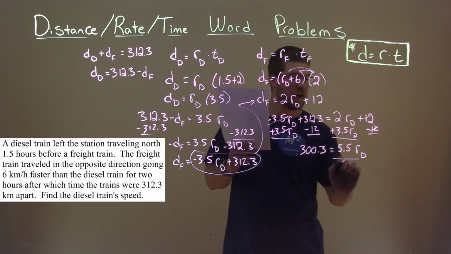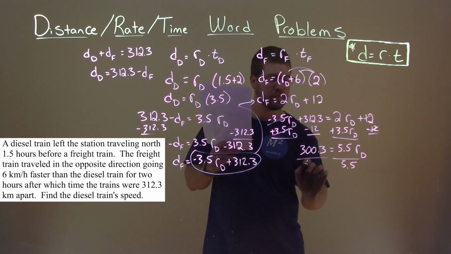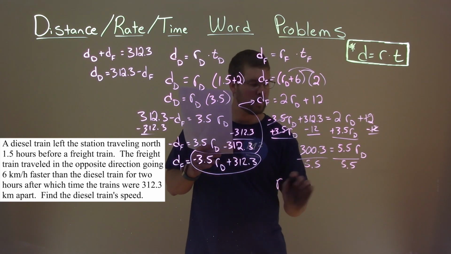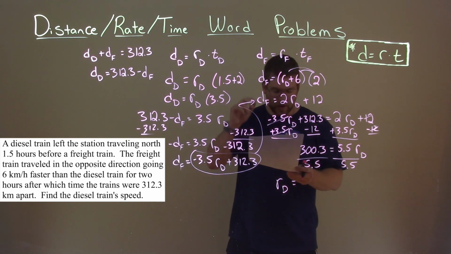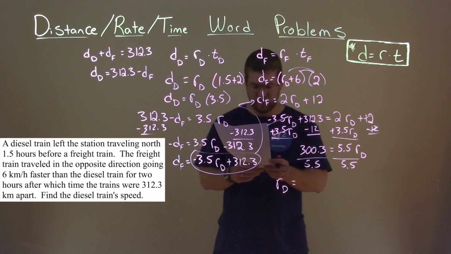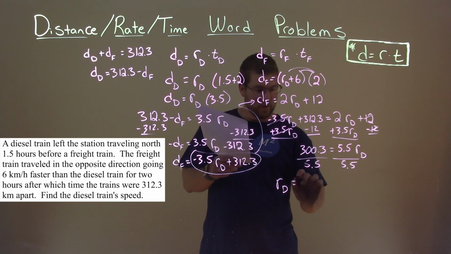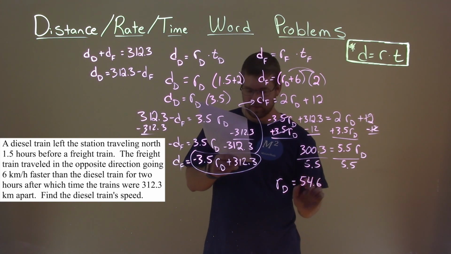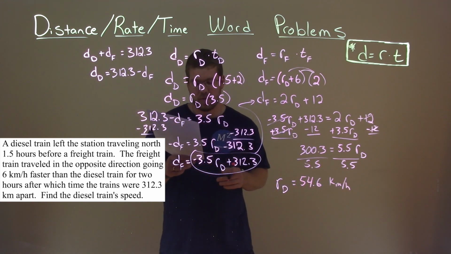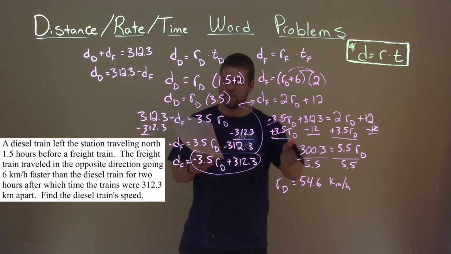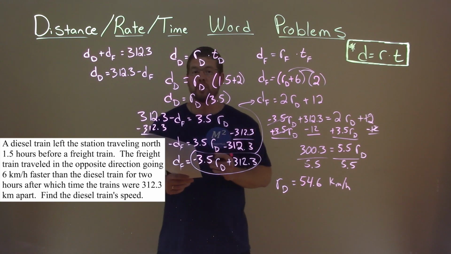If I divide both sides by 5.5, I'm left with r sub d by itself, equal to 300.3 divided by 5.5, which is 54.6, and our unit is kilometers per hour. And so the diesel train speed is 54.6 kilometers per hour.